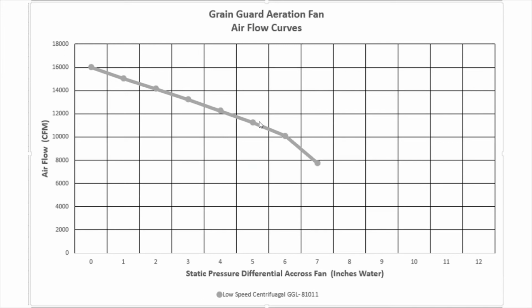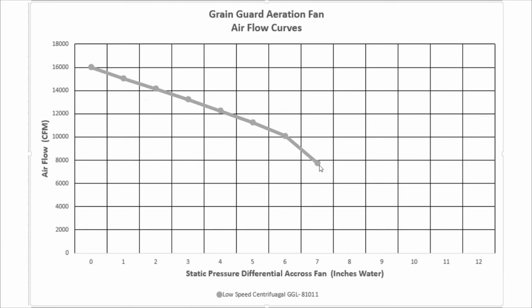Here's the fan curve plot. I've just got a standard airflow axis here, and we're maxing out at 16,000 CFM. I'll also mention that all the fans that I'm going to be looking at on this plot are 10 horse, and they're all Grain Guard fans. The curves I just got off the internet, off the Grain Guard site.